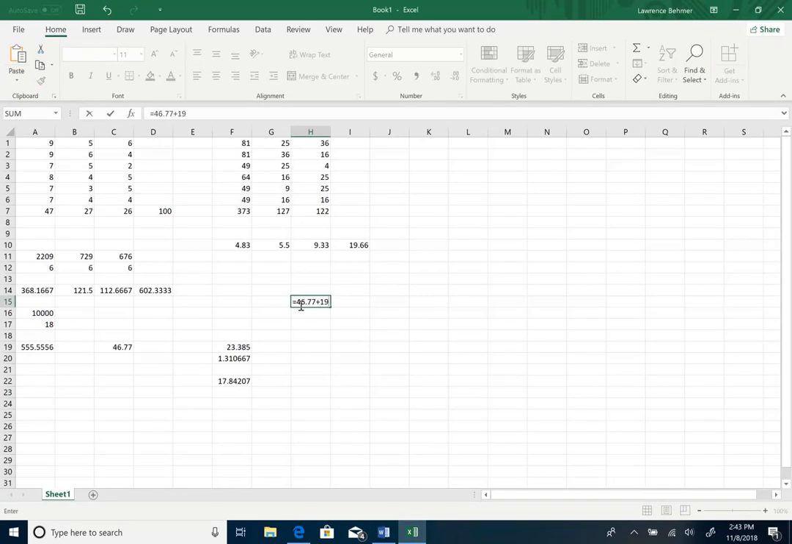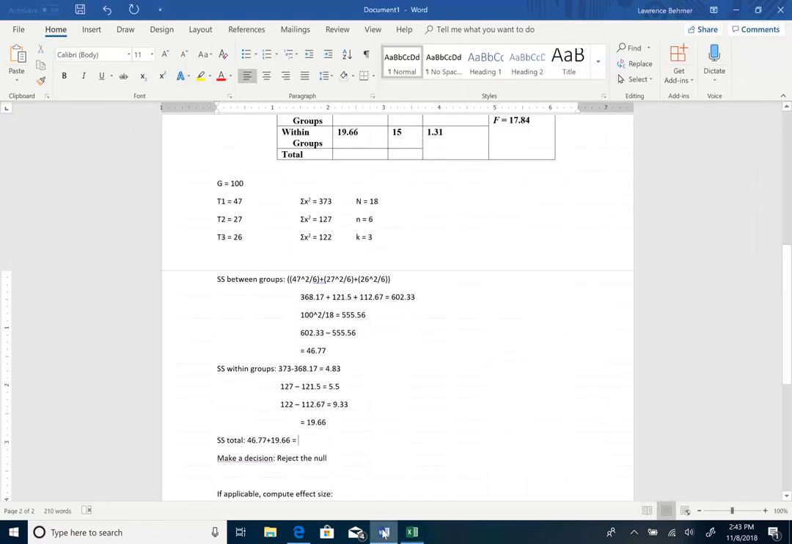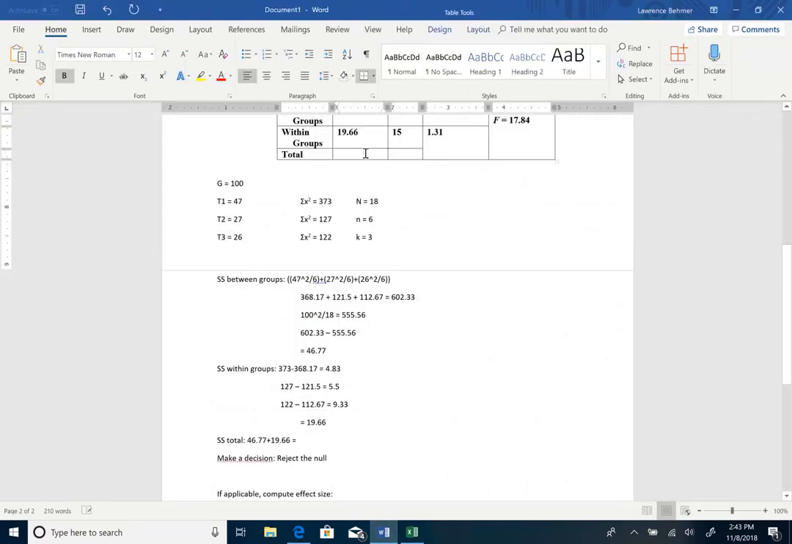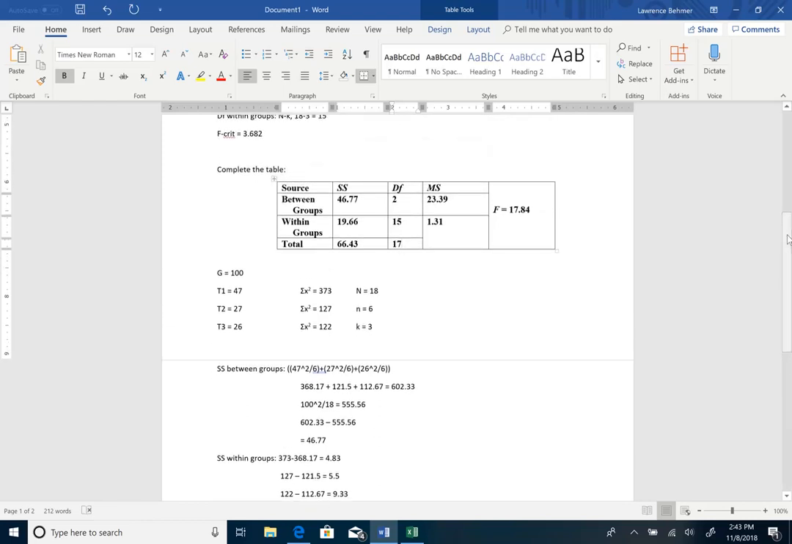46.77 plus 19.66. That's going to give me 66.43. So I need to put that in my table. And then our degrees of freedom total is big N minus 1. So we had 18 people, so 18 minus 1 is 17. Okay, so let me go back. Now our table is truly complete, and we get 100% on it.